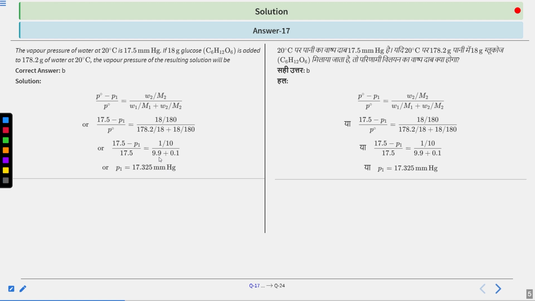which is option number B. Now the concept behind this question is that when we add a non-volatile solute to water, Raoult's law is applicable, and using Raoult's law we have derived this formula. It says that when you add a non-volatile solute to water, the amount of water vapor that was to be formed is not the actual amount formed upon adding the solute, because of the non-volatile nature of the solute. Clear? That is the reason behind the drop of the vapor pressure, and hence we are getting 17.325 instead of 17.5 mm Hg. Clear? Moving on to the next question.